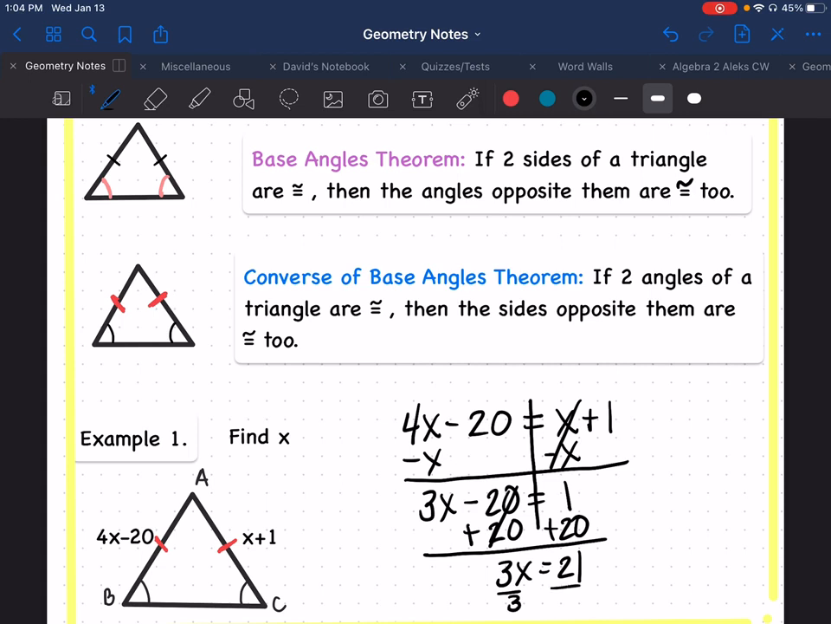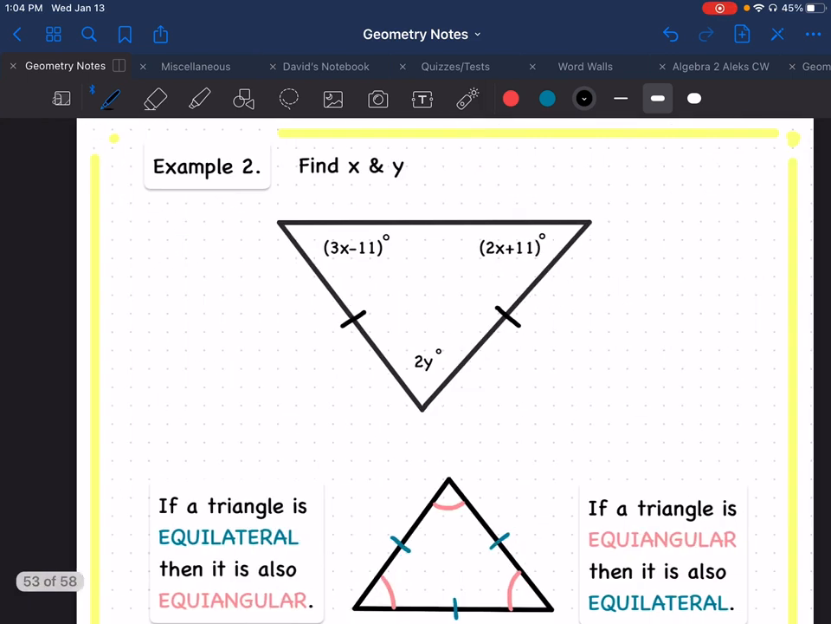Divide by 3, x equals 7. That would be the answer that I would put in. Okay. The only other thing that you could be asked to do is to plug it in. 4 times 7 minus 20, what is that? 7 plus 1, what is that? That's 8. Okay. All right, let's take a look at another one.